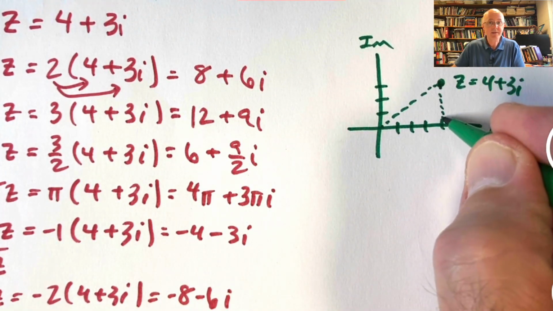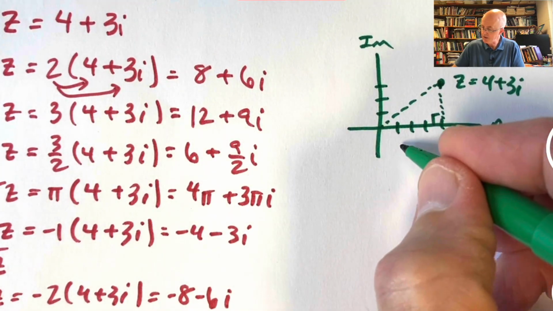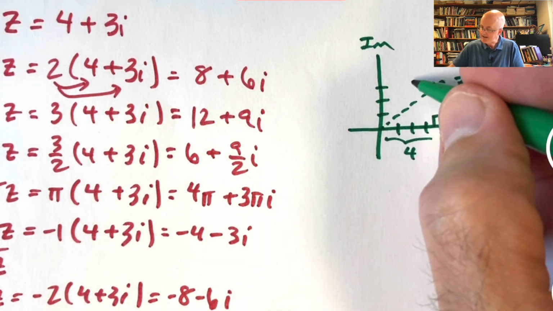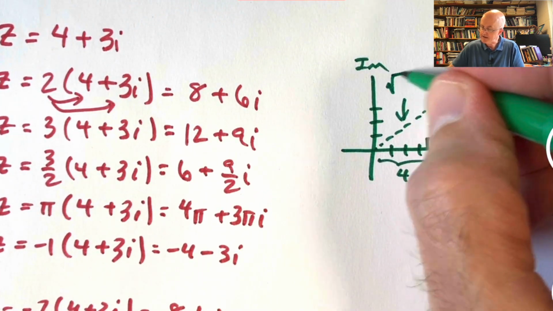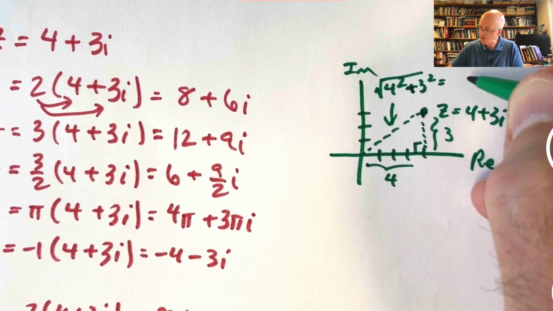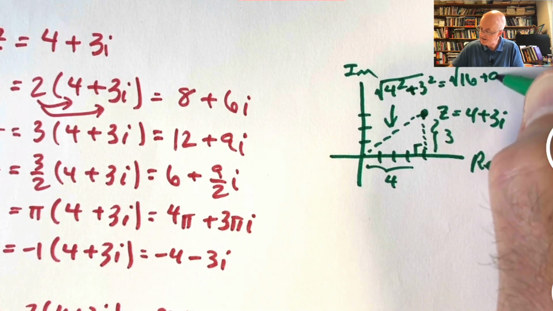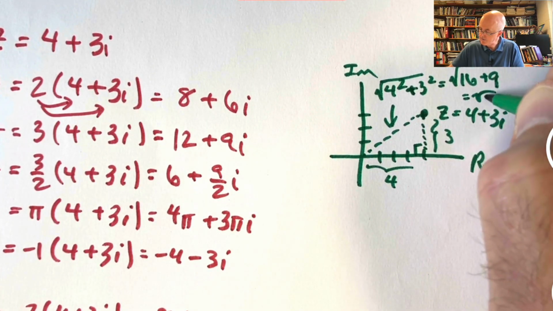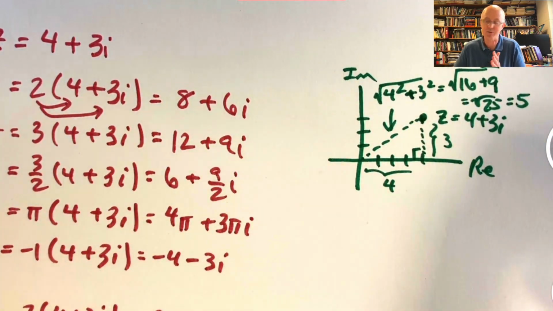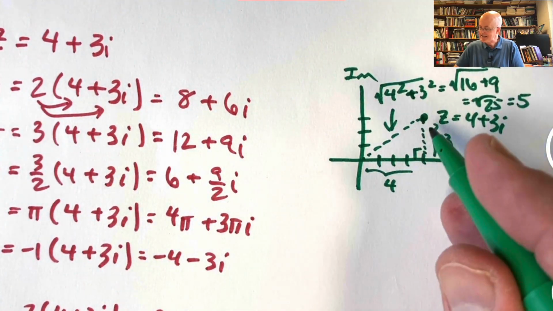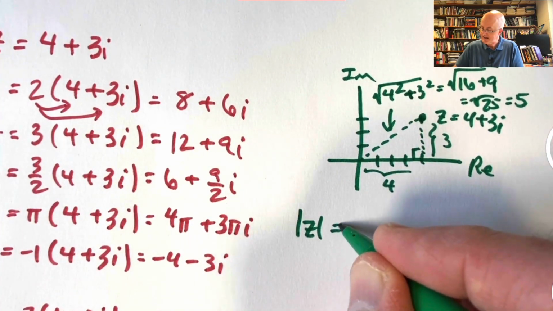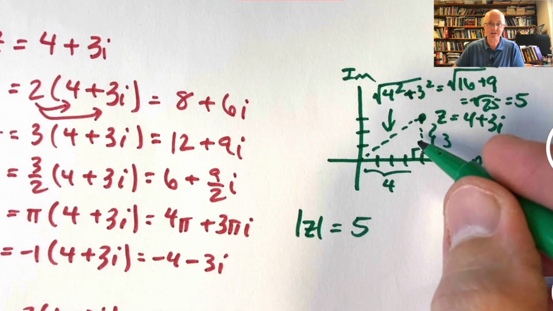You can use the Pythagorean theorem to figure out what it should be. You've got a right triangle here. This side has a length of 4, this side has a length of 3. That distance right there by the Pythagorean theorem is going to be the square root of 4 squared plus 3 squared. That's the square root of 16 plus 9, which is the square root of 25, which is 5, a nice number. 25 is a perfect square. That's why I like z equals 4 plus 3i. Because of that, that is its distance to the origin, and we write that the absolute value of z, but again, it's also called the modulus of z, is 5 in this case. That's its distance to the origin.